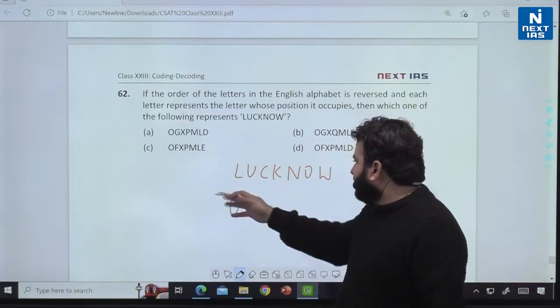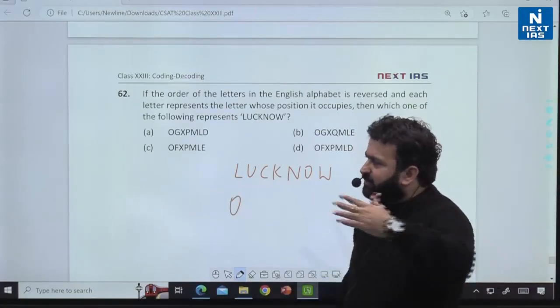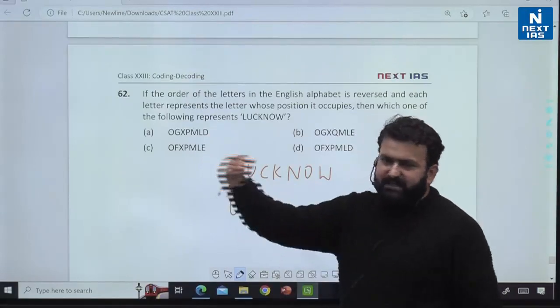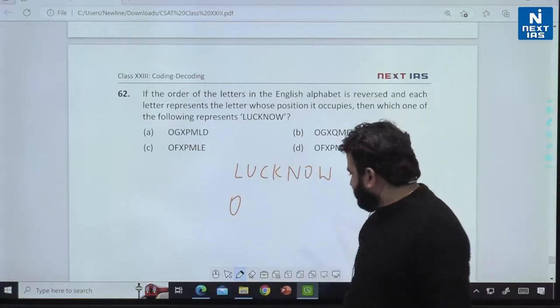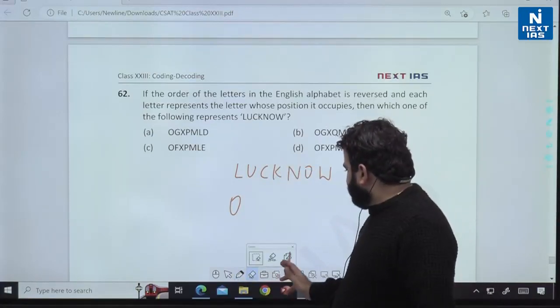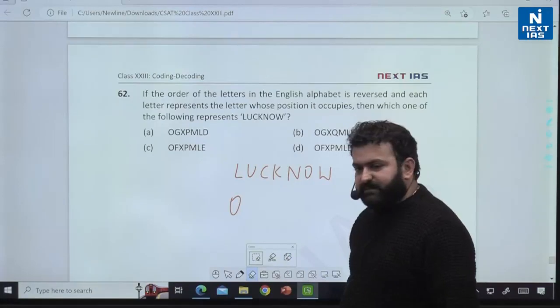So yes, Vardhan, just look at this. U, just look at the position of U from the left hand side, replace it by the same position from the other end. Yes.